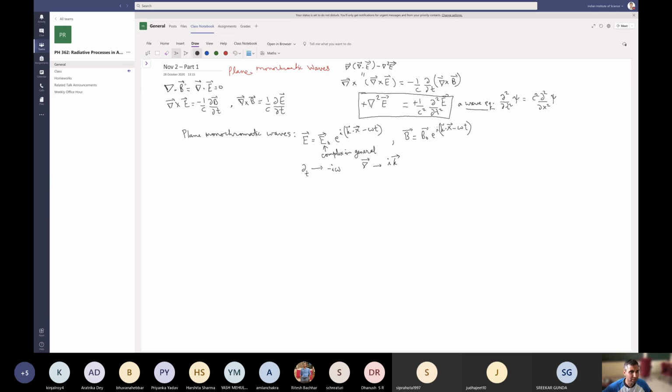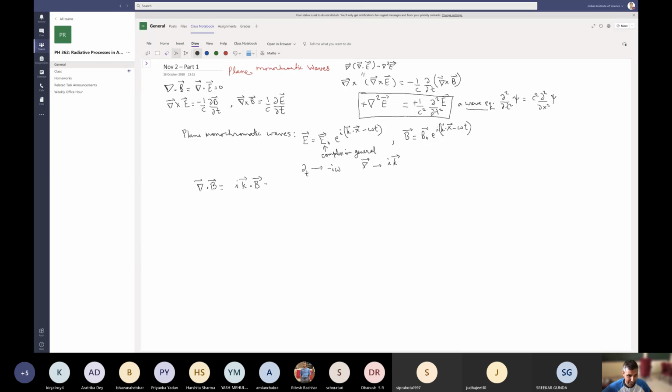So let's look at del dot B. What is del dot B? If I do del dot of this, all it does is it pulls out i k dot B. And this is not B naught, this is B, because it has both B naught e to the i k.